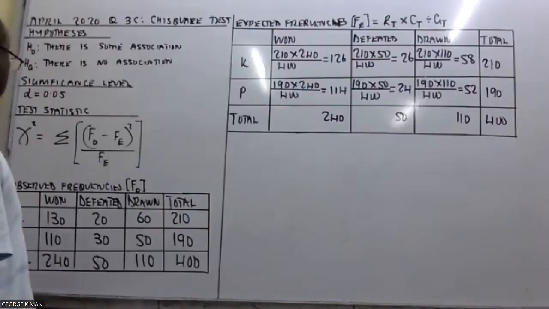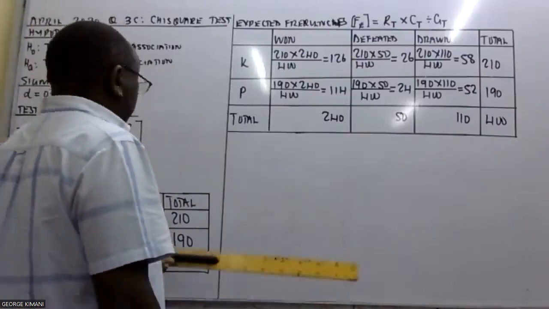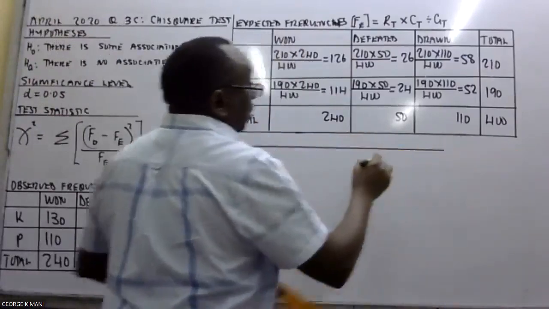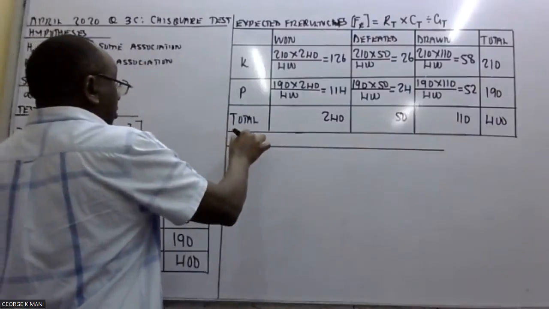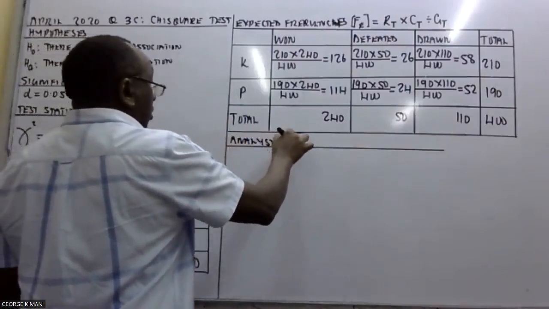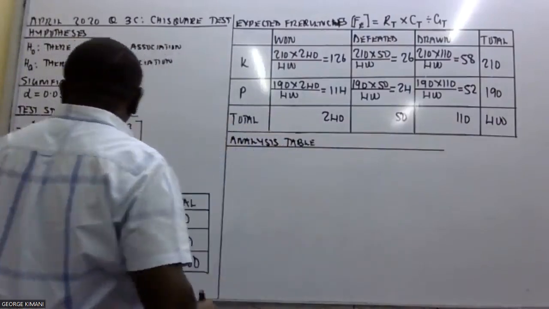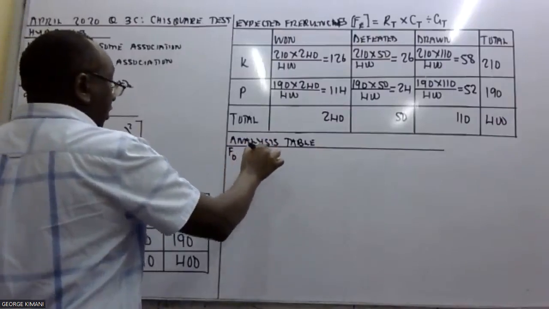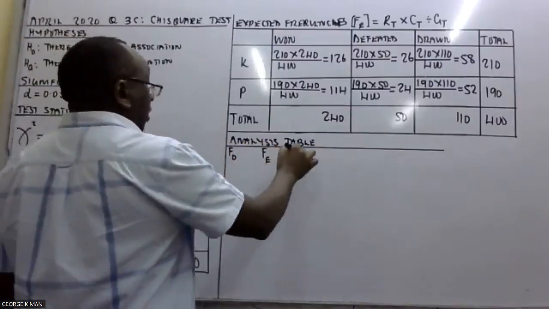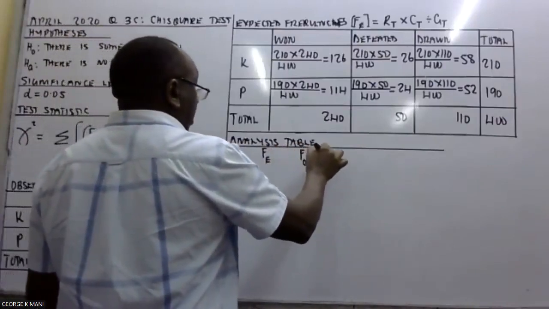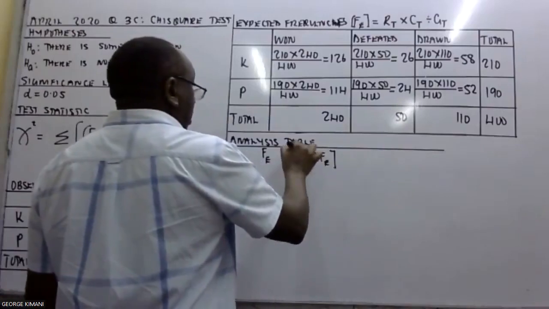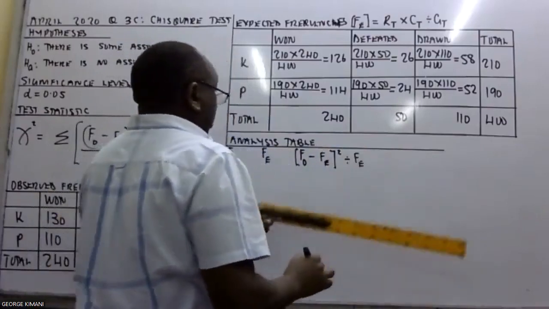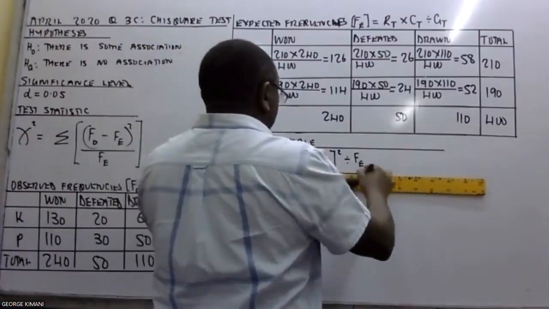Now from there, you may require an analysis table. The analysis table, we have the F naught, then we have the Fe, then we have F naught minus Fe. You square it, then you divide by Fe. The difference you square.